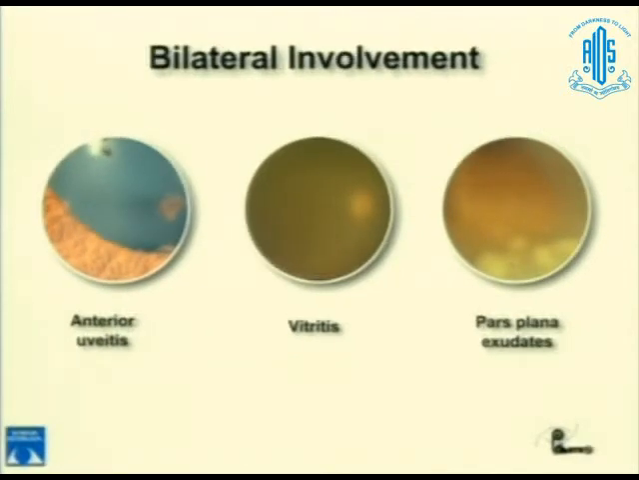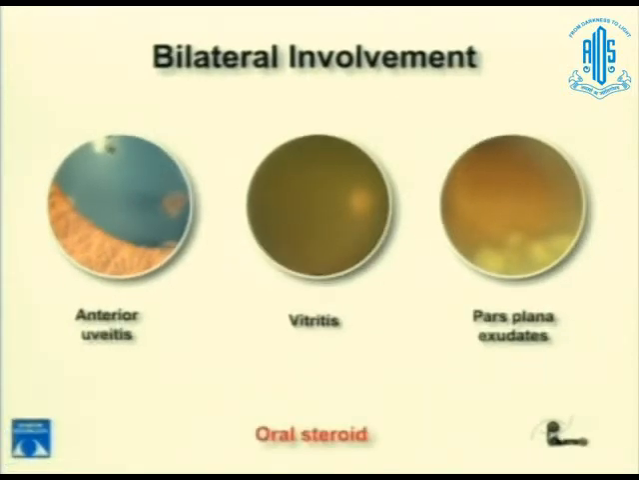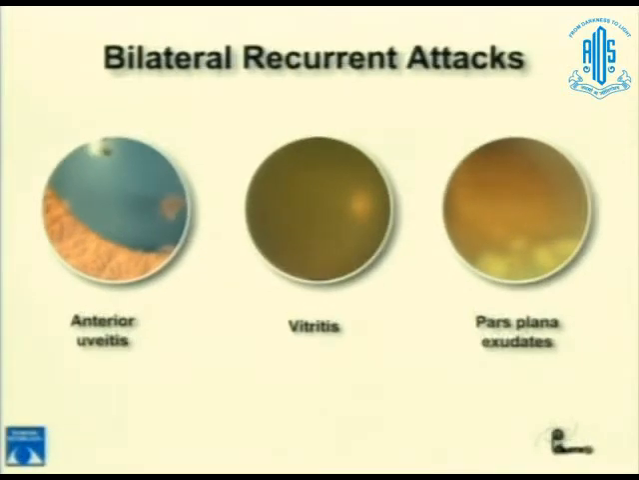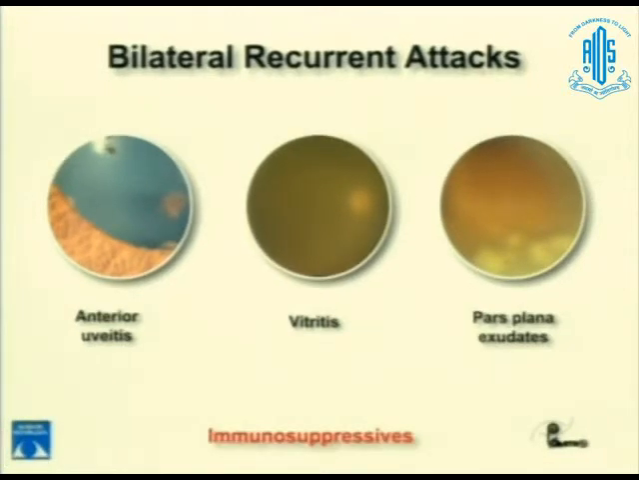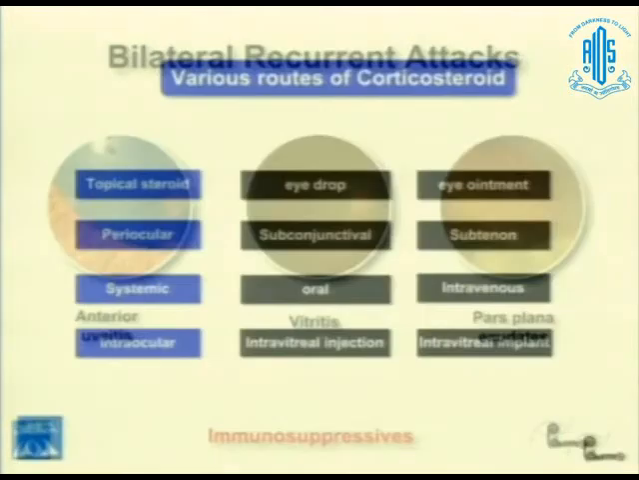Same pattern, only the bilateral involvement. What will be your treatment of choice? Oral steroid. Correct? Now, the same pattern, only there is history of bilateral recurrent attack. Every time you are stopping the steroid, the patient is coming with rebound inflammation. So what will be your treatment strategy? You will use immunosuppressive after ruling out infectious etiology. So this is how it changes.